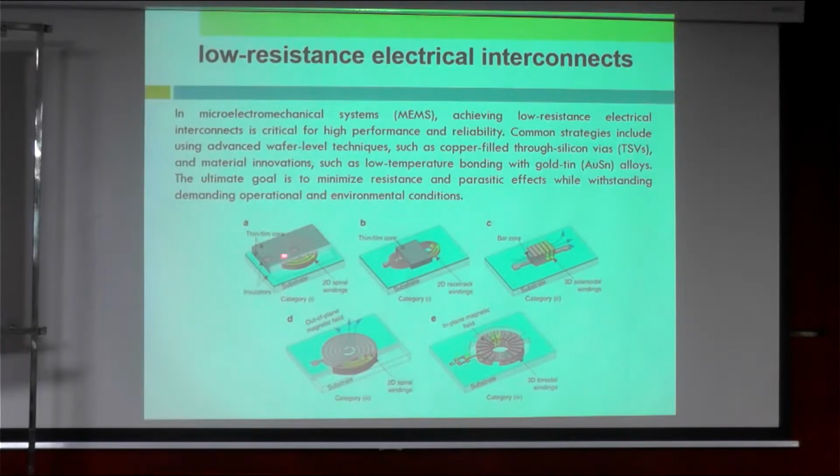So you can see here some examples of low resistance interconnect design, where you can have, let's say, a thin film here on your substrate itself, then you connect with 2D racetrack windings, for example. Then this is a solenoid design. Okay, so this is some general example of materials.